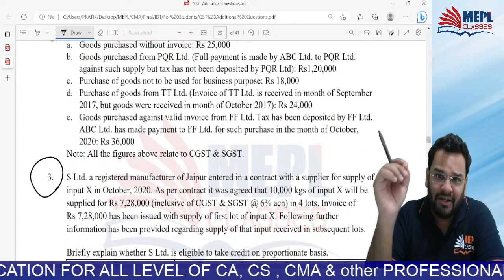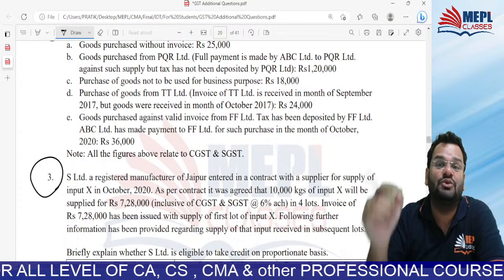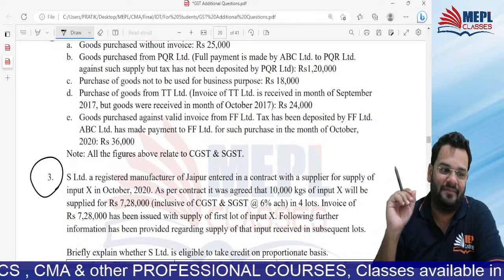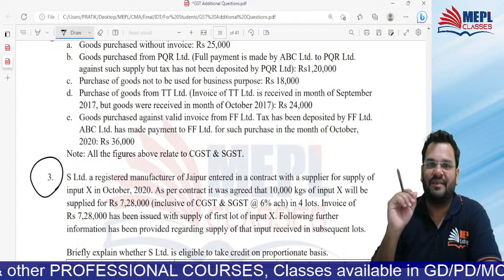First of all, let me know in the chat window: are you sitting with a dedicated notebook for IDT? Yes or no? That's my first question.